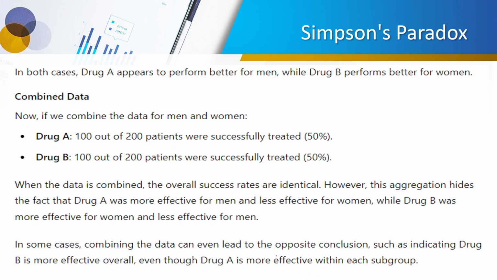But now what happened here? This is the important part. When we are combining both the groups, see here the important part. In both cases, drug A appears to perform better for men and drug B also performs better for women. Okay, how?